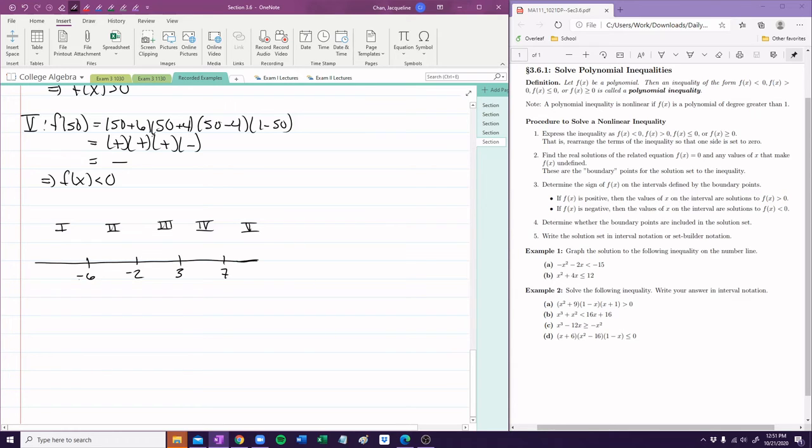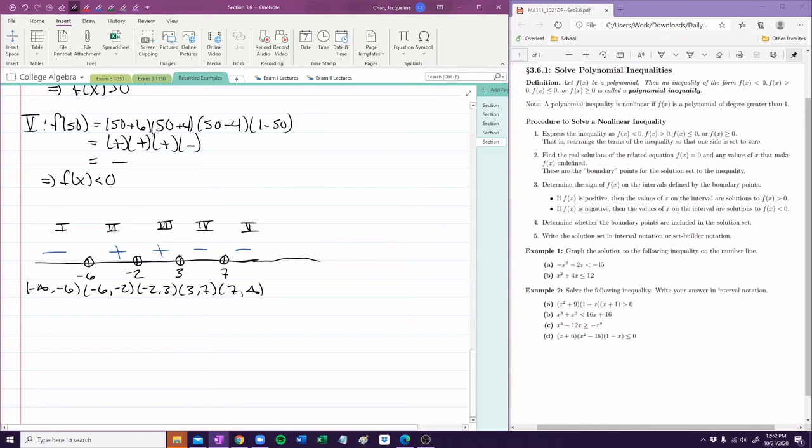Let's just say, since the last two were not included, I'm going to pretend they're not included when f of x is equal to 0. So my intervals would be negative infinity to negative 6, negative 6 to negative 2, negative 2 to 3, 3 to 7, and then 7 to infinity. Let's pretend this one is negative, positive, positive, negative, negative.